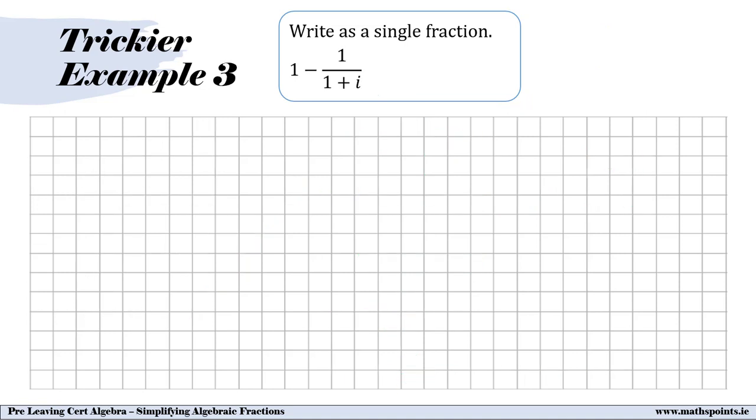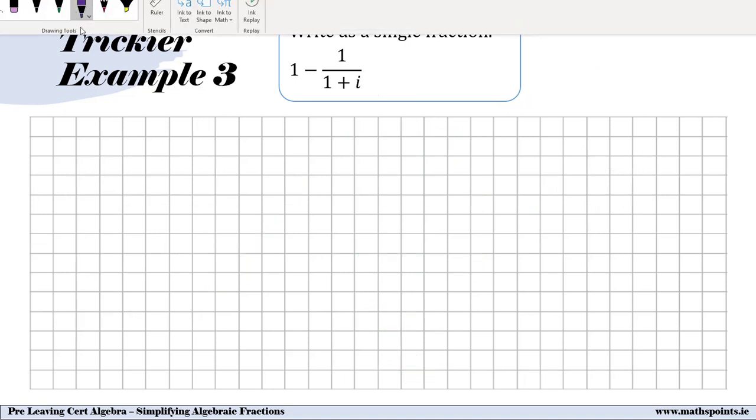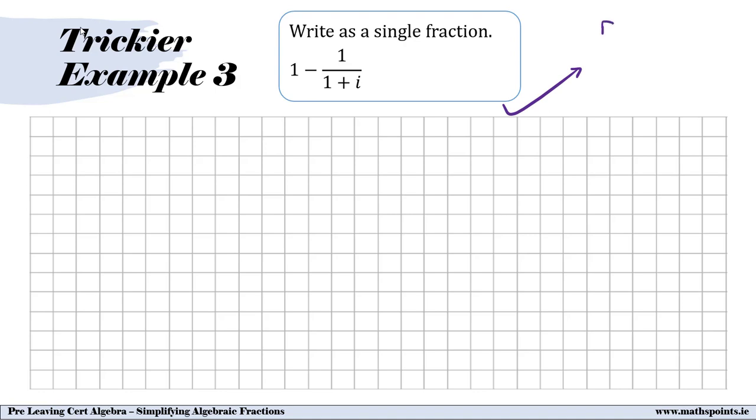So example 3, funnily enough, also has an I in it, but it isn't the complex numbers topic. This is the topic of financial maths. And so when we're doing financial maths, I stands for interest. In this question, I stands for an interest rate that we just don't know yet. So it's a variable, an unknown interest rate to us at the minute.